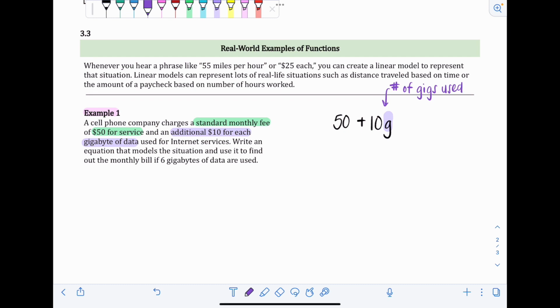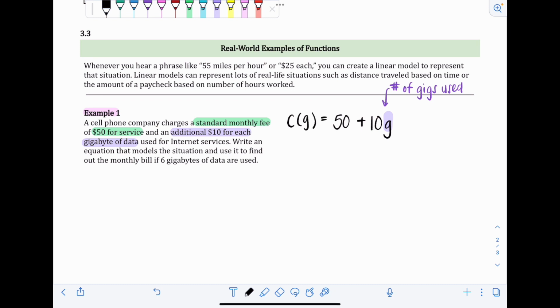So to get our total monthly bill, it's the $50 flat fee plus $10 times each gig that we used, but that's it. That's all of it together. So we just have to finish out our rule in our function notation. So we can use any variables that we want. The one we did already pick G as our input variable, so we'll have to involve G. But let's say we want our function to be C for cell phone bill. So I would write that as C of G.